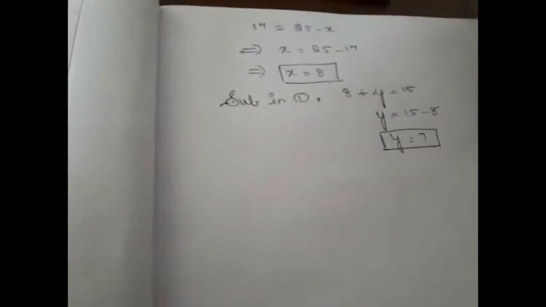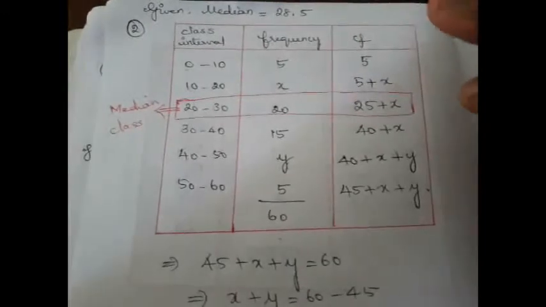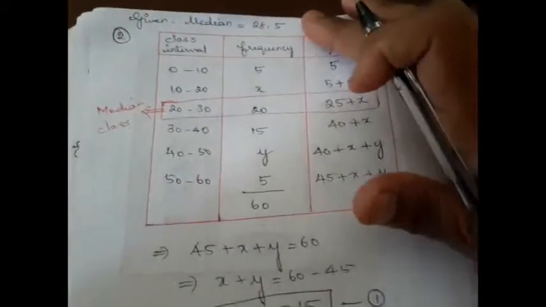So x is 8. Then substitute this x value in our first equation. We got x plus y equal to 15. So y will be 15 minus 8. So we got our missing frequencies. Hope you understood. So whenever they ask you to find the missing frequency, they will give you the summation f and the median. Using this you can find your missing frequency as we did now. Hope you understood.